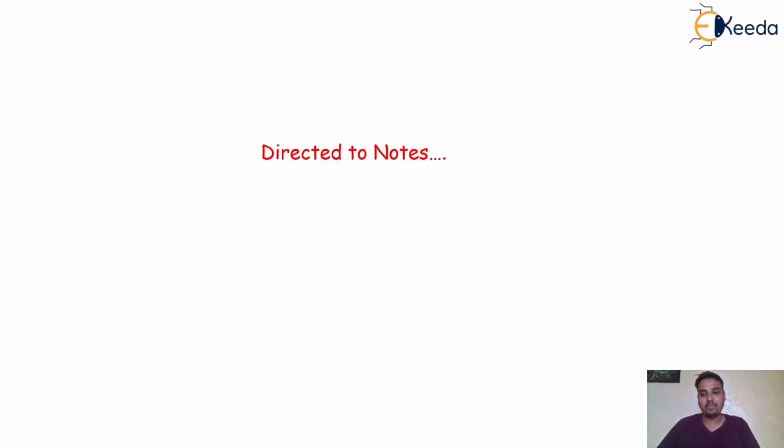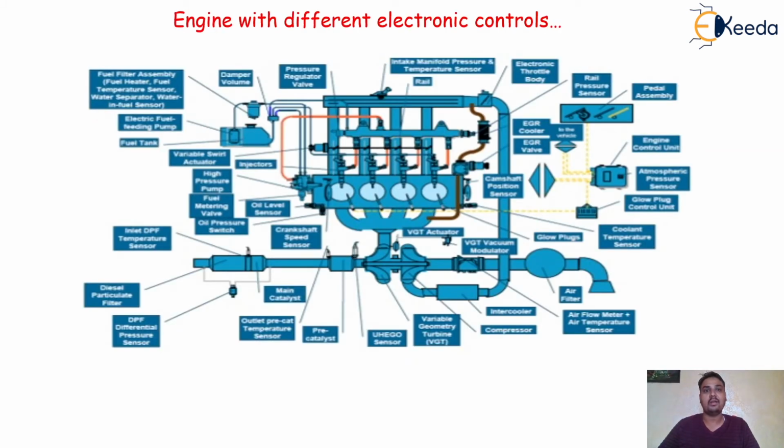So again, if you want to discuss the things in this electronic control, if you see in this particular diagram, here we have one multi-cylinder engine, with four cylinders, and these are the four injectors, one, two, three, four. Along with these four injectors, there are four spark plugs. This is the exhaust manifold, and here is the inlet manifold. So this is the complete engine system.